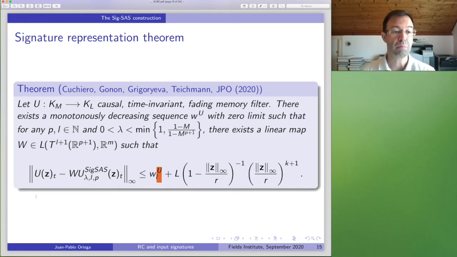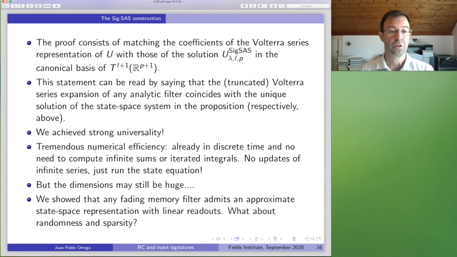In order to approximate the U, all I need is to run a linear regression on the output of the SSS process for a given input. Okay? So, right. The first three bullet points are what I just told you. So we achieved this strong universality. There are two more points that I wanted to emphasize. The first one is that this has tremendous numerical efficiency. What do I mean here?